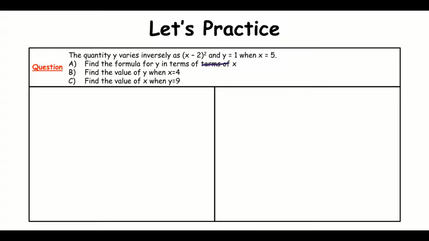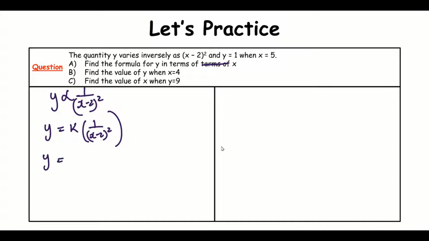So alright, let's work it out. So we have y varies inversely, so inversely means it's by the reciprocal. So (x minus 2) all squared. Now we're going to write our equation with our constant of variation. So y is equal to k multiplied by 1 over (x minus 2) all squared. So this can be simplified to y is equal to k over (x minus 2) all squared.